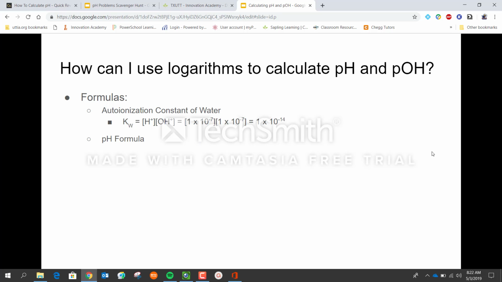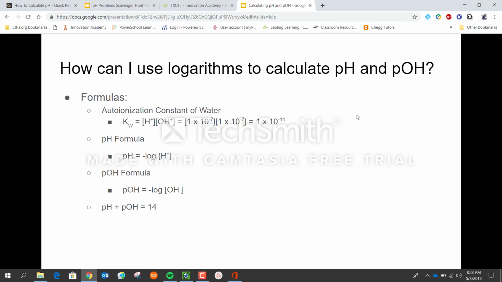The second thing we need to know is the pH formula. The pH formula is pH equals the negative log of the molarity of the hydrogen ions in solution. The pOH formula is pretty much the same as the pH formula, except we are looking for the negative log of the hydroxide ions in the solution. And finally, remember that pH plus pOH always equals 14.